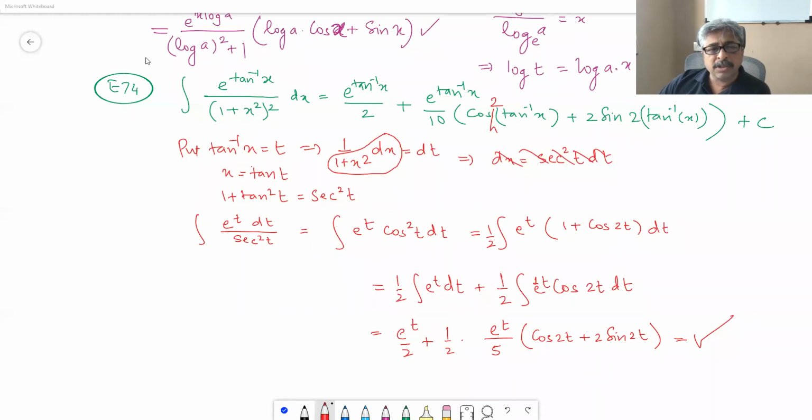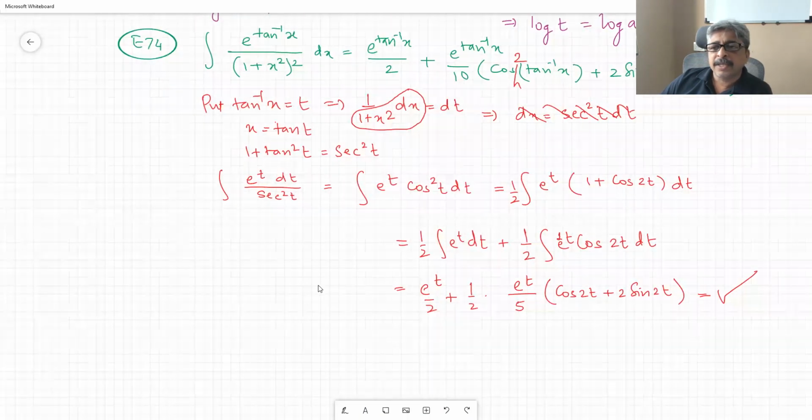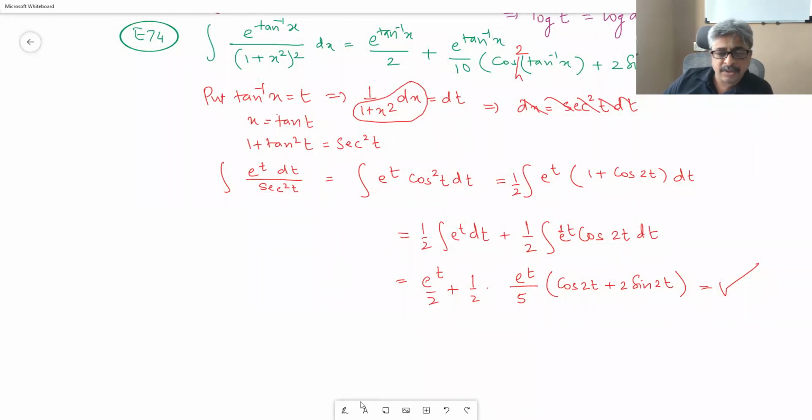Next problem. Okay, so this is one particular type of question. If you are supported by e raised to x, you should deal with them like this.